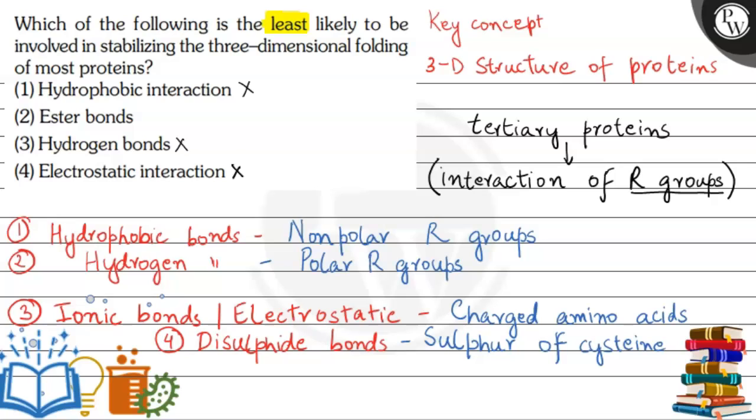But our answer will be option 2, that is ester bonds, because ester bonds are formed between the hydroxyl group and the carboxyl group, and they are not very strong bonds. Therefore, they cannot help in stabilizing the three-dimensional structure of the proteins, and therefore they are least likely to be present in the tertiary structure of proteins. So our final answer is option 2, ester bonds.